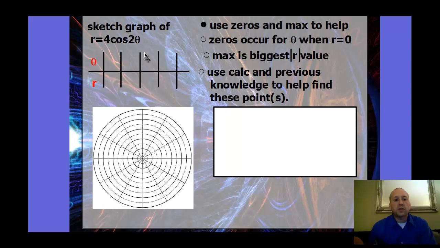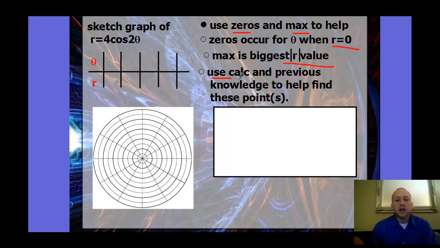So let's do another one here. If I'm graphing this one, so I see it's cosine. So right away I should see symmetry over the polar axis, see some reflection over that. Now I could have more, but that's one of them I will have. Now when we graph these, we could use zeros and maxes to help. So the zeros occur for theta when r is 0. And then the max is when we have the biggest r value. That usually occurs when you have the biggest cosine or sine and you multiply it through the function.